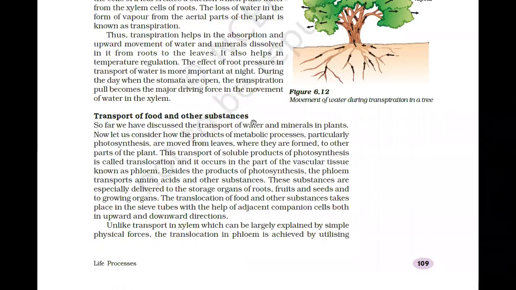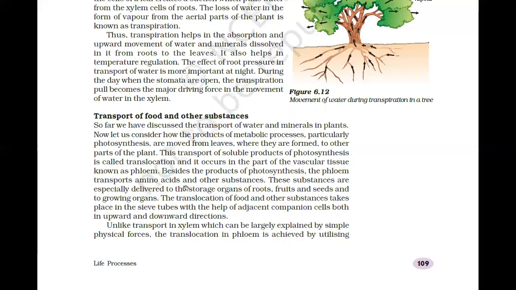So far, we have discussed the transport of water and minerals in plants. Now, let us consider how the products of metabolic processes, particularly photosynthesis, are moved from leaves where they are formed to other parts of the plant. This transport of soluble products of photosynthesis is called translocation, and it occurs in the part of the vascular tissue known as phloem. Besides the products of photosynthesis, the phloem transports amino acids and other substances.